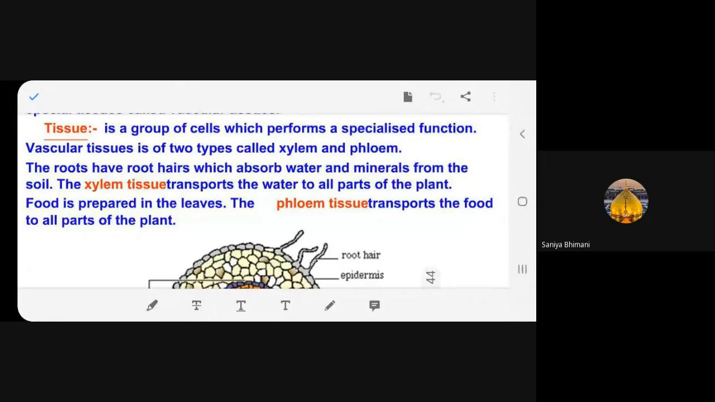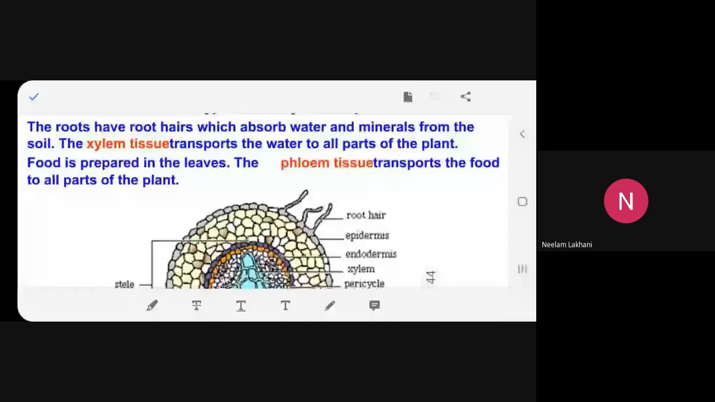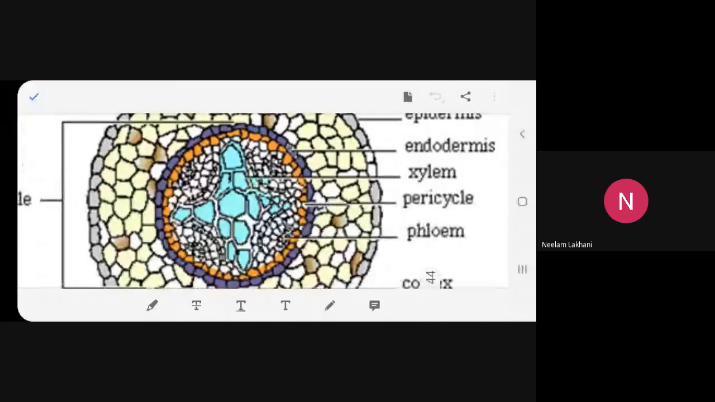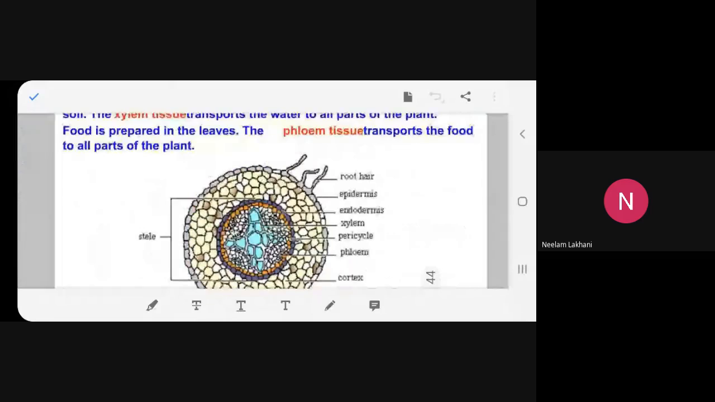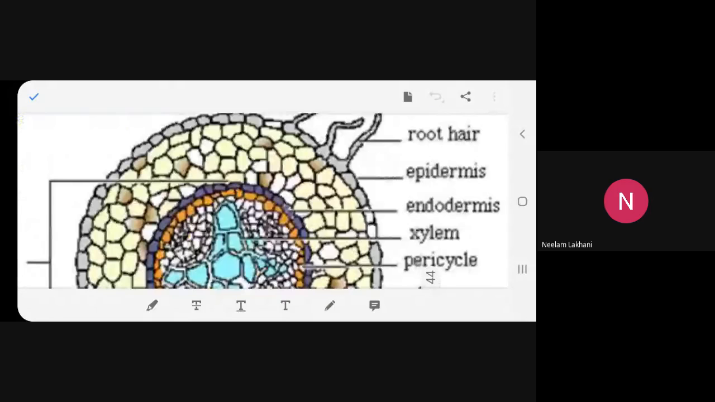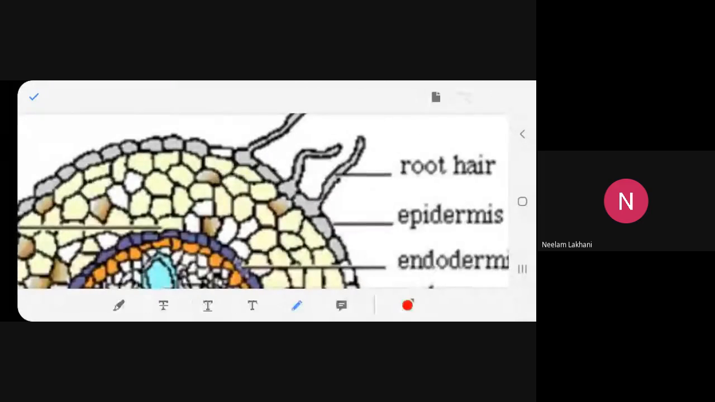Got it? Yes, ma'am. So it is moving to all parts. I will show you in the next slide. So, what is the function of phloem tissue? Transportation of food. Now look over here. This is the root, beta. You can see the root here. One by one, I will show you.